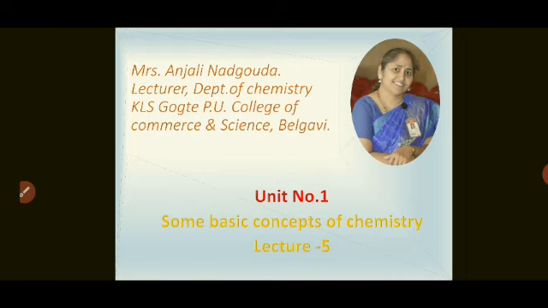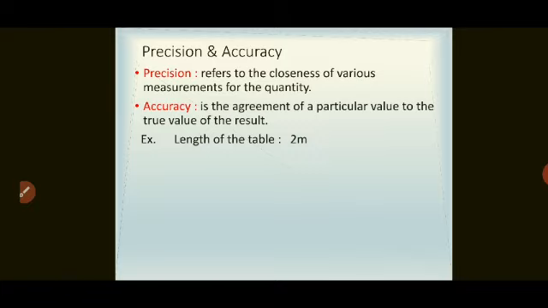In my last video, you have learned about scientific notation, and how to convert a given number into scientific notation. We have also learned how to do mathematical operations on scientific notations, right? So today we are going to learn a few more concepts. In that, the first one is precision and accuracy.